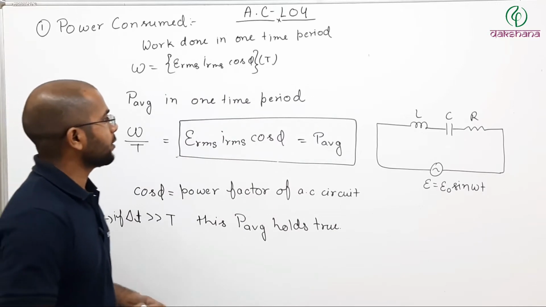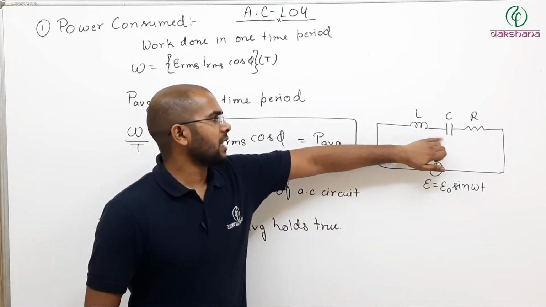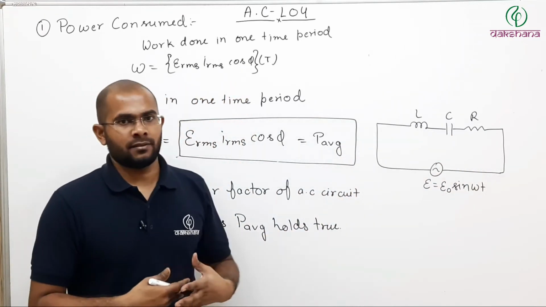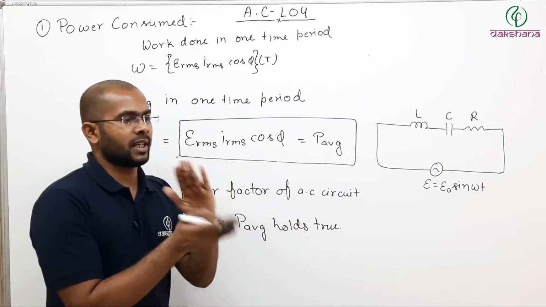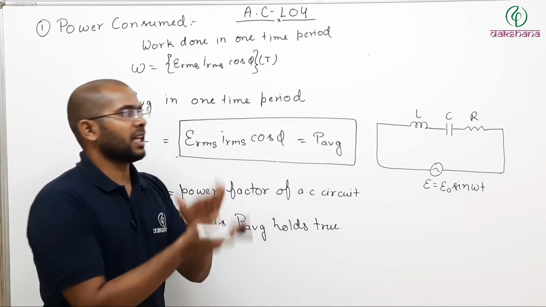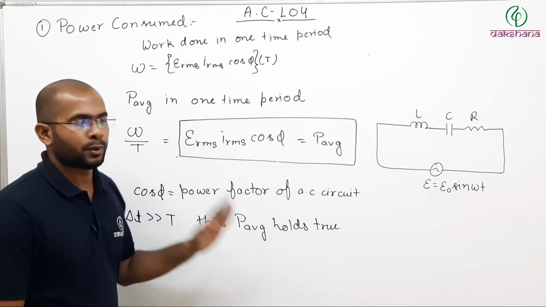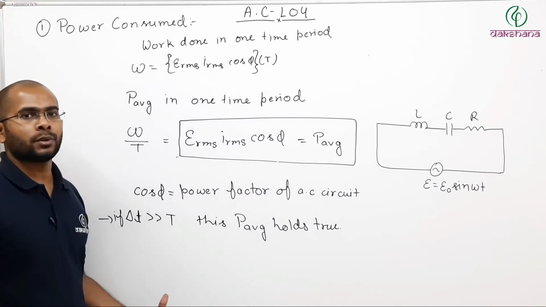So this will be your average power in any kind of AC circuit. There is L, C and R. Now there can be a combination of RLC, that we are going to study. There can be RC, there can be RL, there can be LC, any combination. This equation will be true. This equation can be used to find average power. Pause the video, note it down.